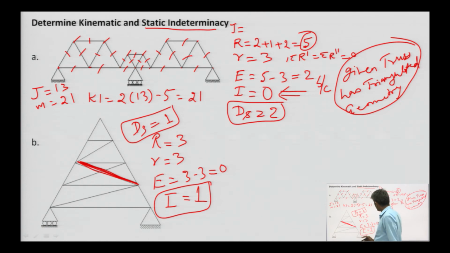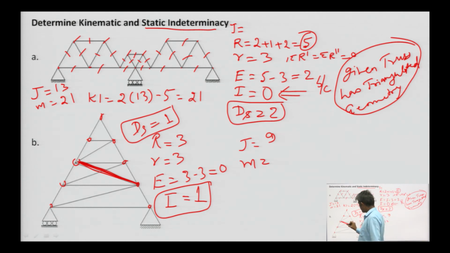Here, for kinematic indeterminacy, let us count the joints. How many joints are here? 1, 2, 3, 4, 5, 6, 7, 8, 9. Total 9 joints. Listen carefully, this will not be taken as a joint. Do not take this as a joint. So total joints will be 9.